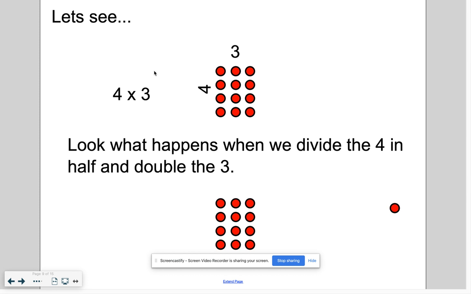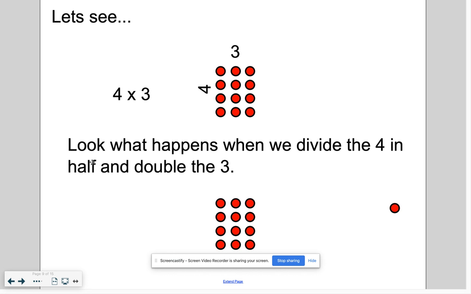So if I have 4 times 3, here's an array of 4 dots by 3 dots. So if we count those dots, we can see there are 12 dots. 4 and 3 groups of 4. So there's my 3 groups, first group of 4, second group of 4, third group of 4. Multiply those, I get 12.